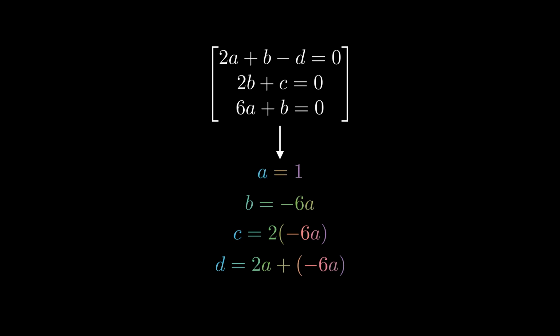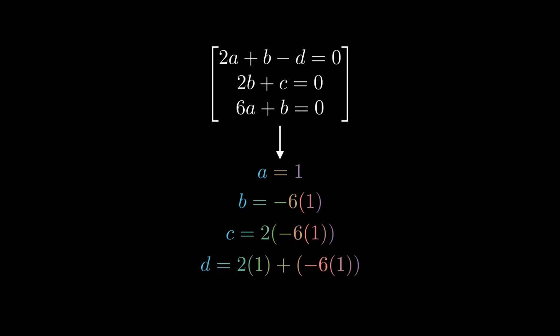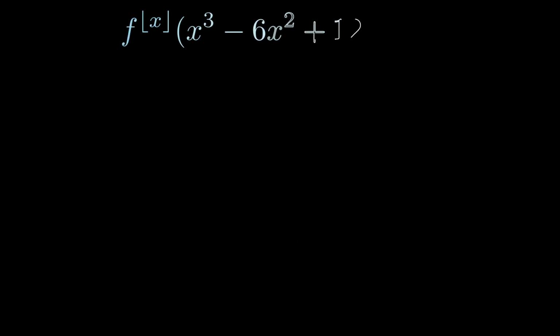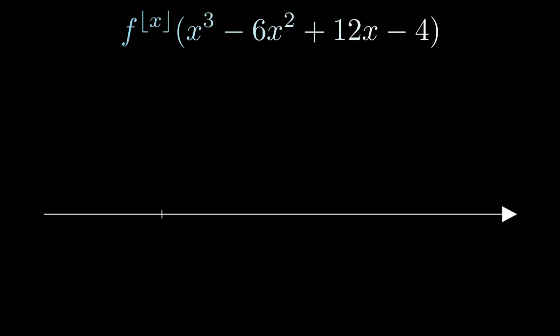Let's allow a to be 1. We get the resulting equation, x cubed minus 6x squared plus 12x minus 4. I find the graph to be satisfying too.